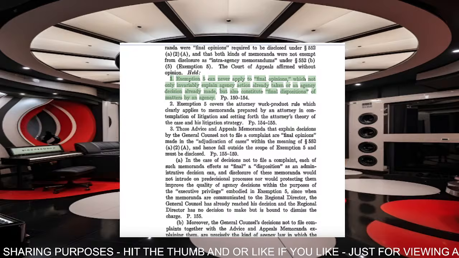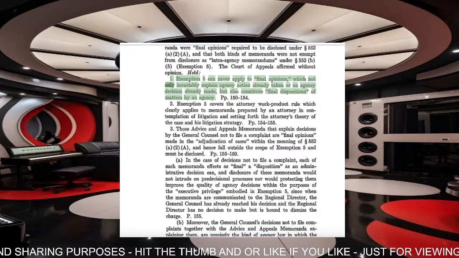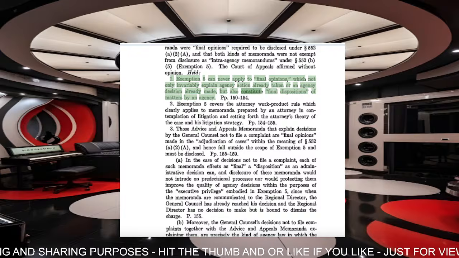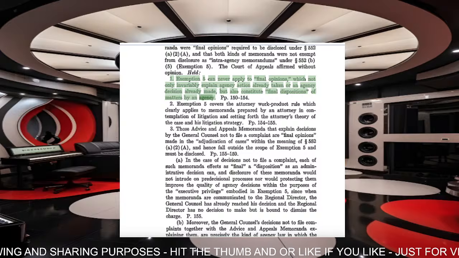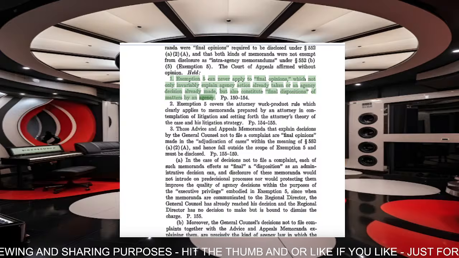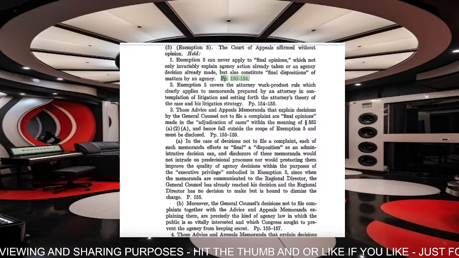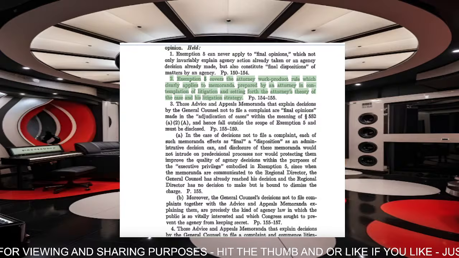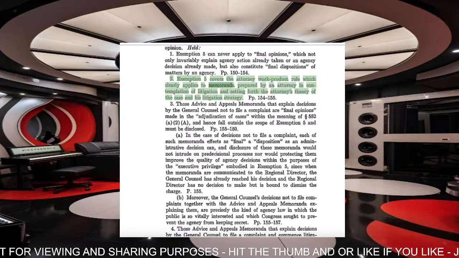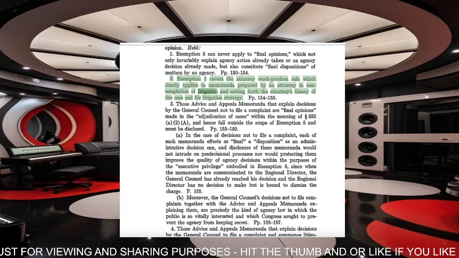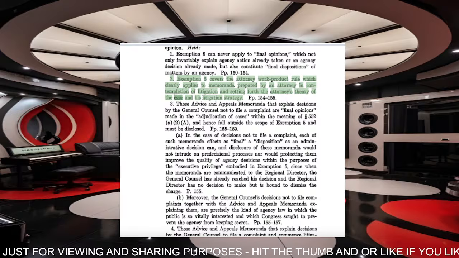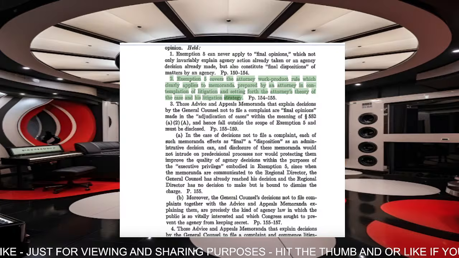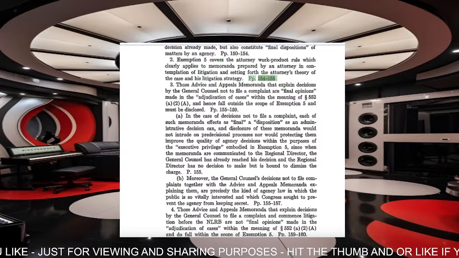Held. 1. Exemption 5 can never apply to final opinions, which not only invariably explain agency action already taken or an agency decision already made, but also constitute final dispositions of matters by an agency. pp. 150-154. 2. Exemption 5 covers the attorney work product rule, which clearly applies to memoranda prepared by an attorney in contemplation of litigation, and setting forth the attorney's theory of the case and his litigation strategy. pp.